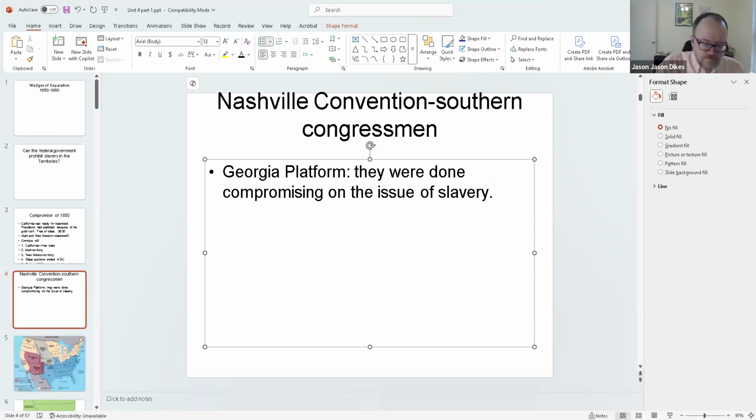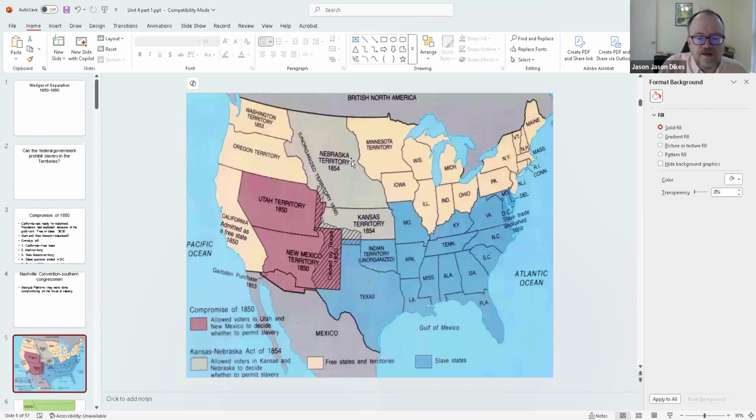So after that, we have some of the social stuff I talked about. Uncle Tom's Cabin is published. The abolitionists are continuing to do their thing. The next political one is called the Kansas-Nebraska Act, and that covers, as you can see, this gray section right in here.